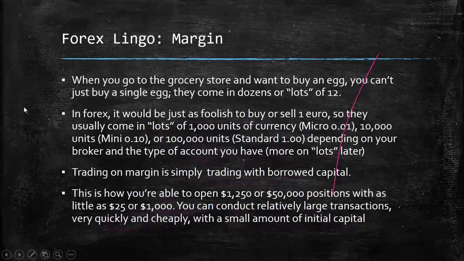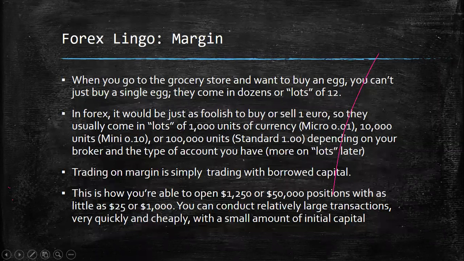All right, now let's get to some Forex lingo, okay? So when you go to the grocery store and you want to buy an egg, you can't buy just a single egg. They come in dozens or lots of 12, okay? In Forex, it would be just as foolish to buy or sell 1 euro.